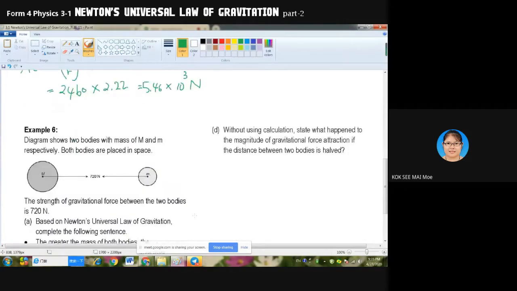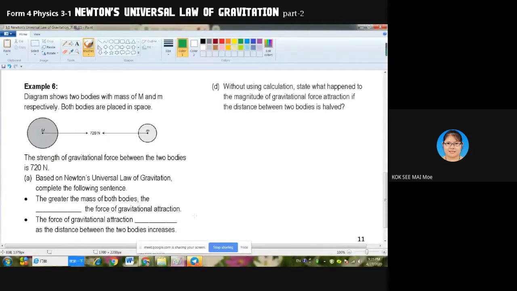Okay, we see example 6. Example 6 shows two bodies, with masses M and small m. Both bodies have forces. This is not the centripetal force, sorry. Centripetal force is related to velocity. This one is the Newton force pulling each other, 720 Newton. So this we call gravitational force between the two bodies. Based on Newton's universal law of gravitation, complete the following sentence. The greater the mass of both bodies, then the gravitational force of attraction how?